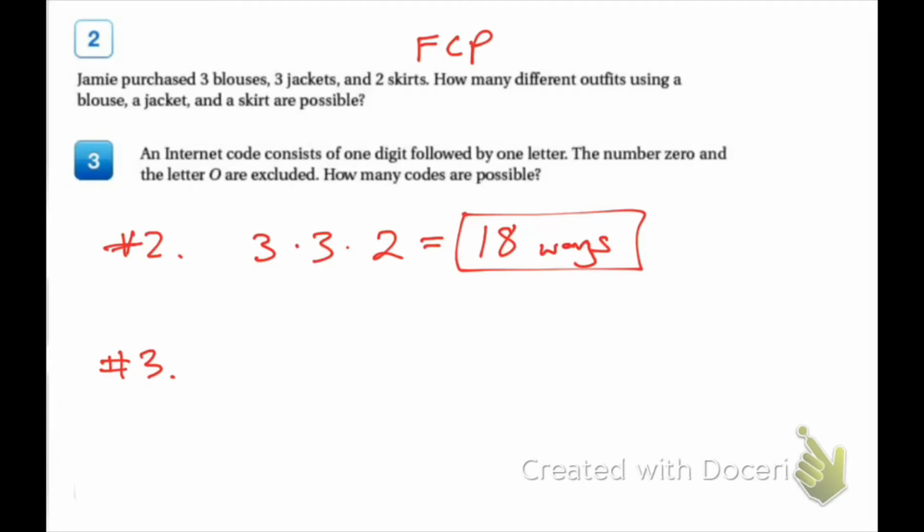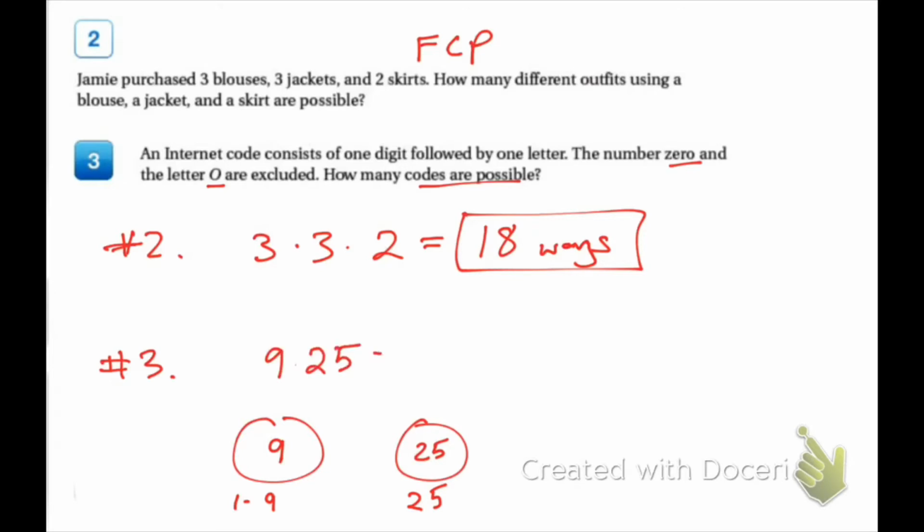Number 3. An internet code consists of 1 digit followed by 1 letter. The number 0 and O, the letter O, are excluded. So how many codes are possible? So this is where you have your 2 options. Now since we're not using the number 0, that gives you 1 through 9, so there are 9 options there. We're using every letter except O, so there are 25 letters remaining. So using the fundamental counting principle, I multiply both together, and that will give me 225 different ways.